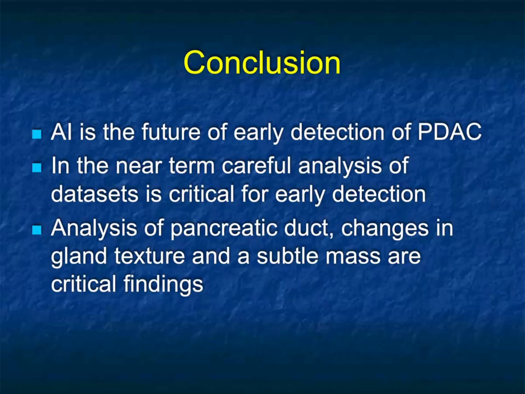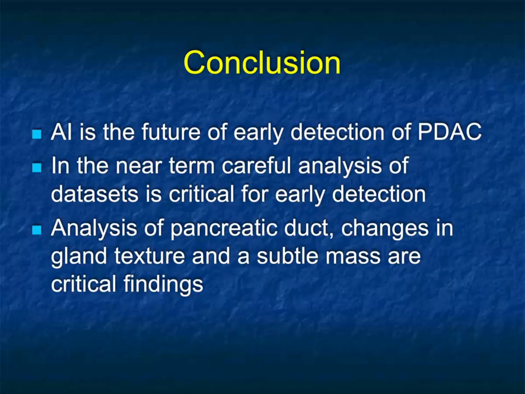In the near term, we need to be the heroes. We need to be looking carefully at the CT. Think about the things I spoke about, the double duct sign, dilated pancreatic duct, atrophy, changes in texture, all of the things that allow us to do early detection.